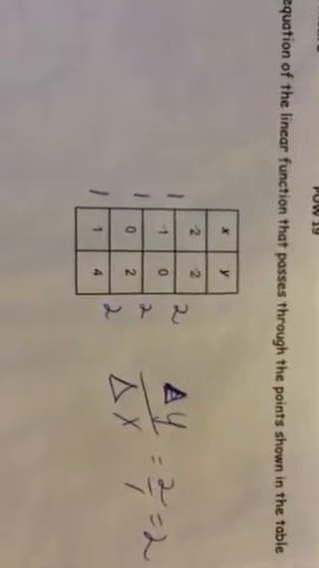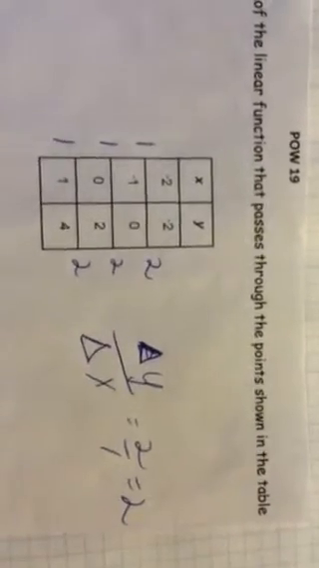POW number 19 for Common Core Math 8, the answer is B. And the way you get B is it wants you to find the equation of a linear function that passes through the points that are shown in that table. The first thing you need to do is find your slope. And to do that, you find the changes in the y all over the changes in the x.